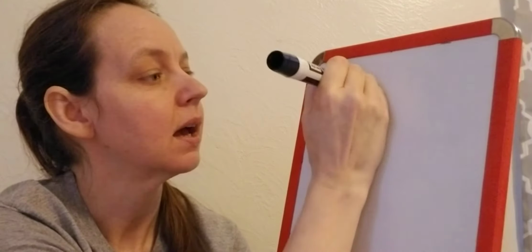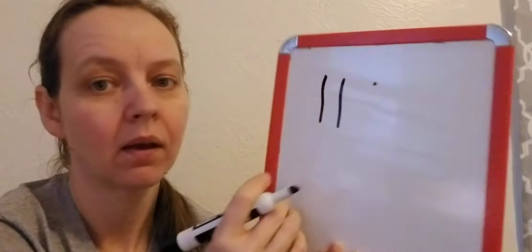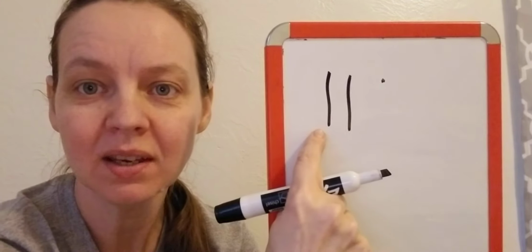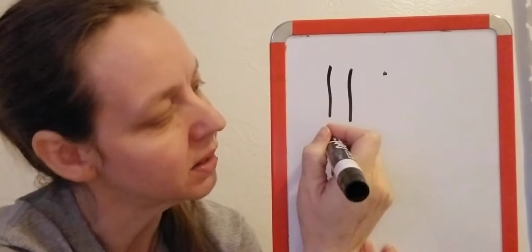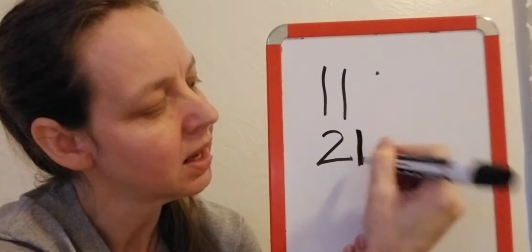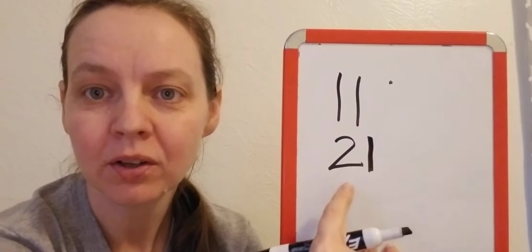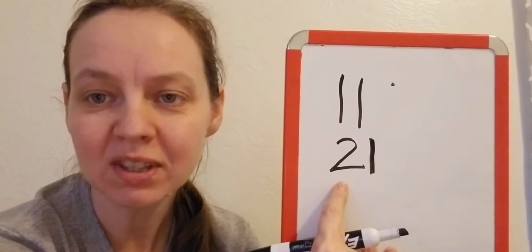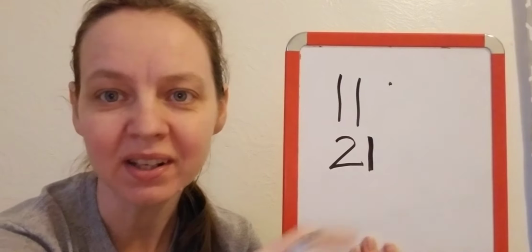Let's say, all right, how many tens do you see? 1, 2, put a 2 down here. How many ones do you see? Just 1. Now I have the number 21, because if a 2 is at the beginning, it's in the 20s. 21. Good. We're going to keep doing a few more.